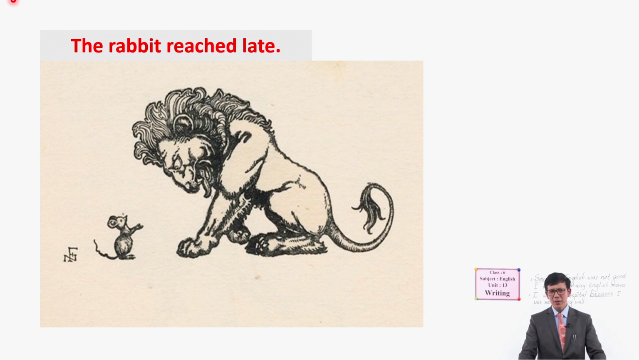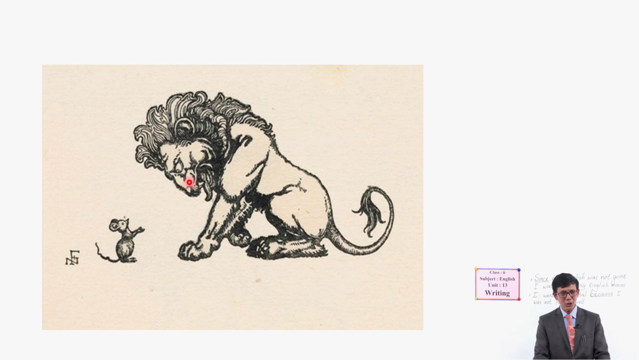And what happened? What did the lion do? The rabbit reached late. Then maybe the lion became happy. Do you think so? So did the lion become happy when the rabbit reached late? Okay, you can guess there. So what is your guess? Good. You might have already guessed.